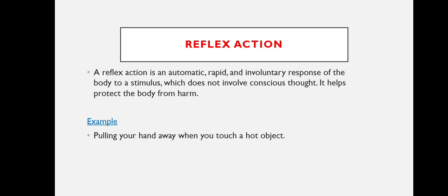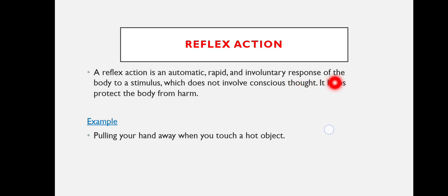Meaning that you are not going to think about it. Automatic, meaning it happens without control. Rapid, it is so fast. Involuntary, meaning it is without human control, of the body to a stimulus. A stimulus could be anything, fire, sharp object, anything, and it is not going to involve your mind. Your mind is not going to be totally decisive at that particular time.